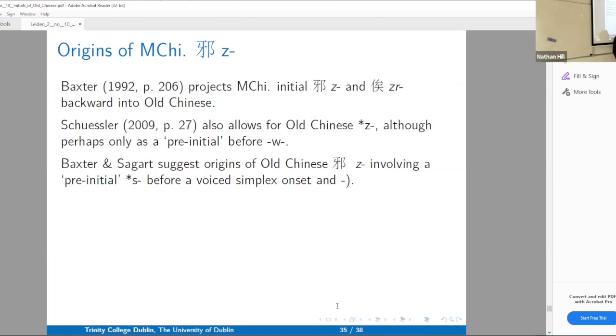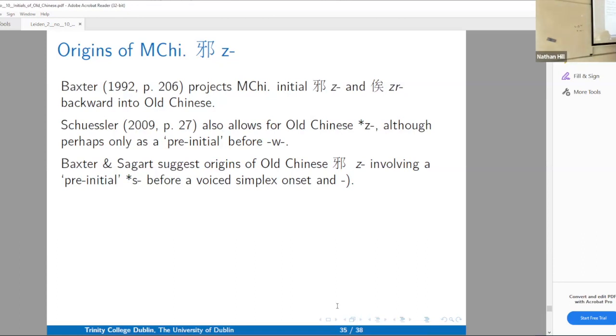And then Schuessler allows for z, but only seems to, he hasn't written about it explicitly, but just looking at the examples in his etymological dictionary, only seems to posit it as a pre-initial before wa. And remember that in general, Baxter and Sagart would have this, and then he would have this. Okay. Which seems like a distribution that would be hard to account for.